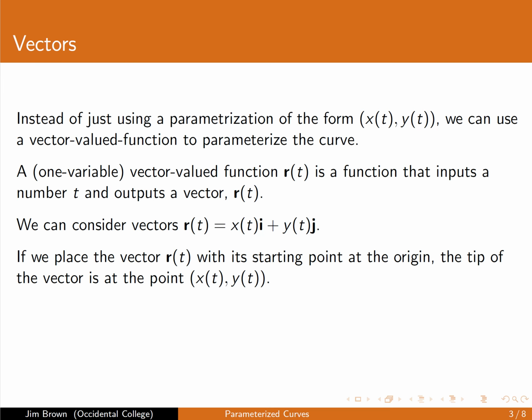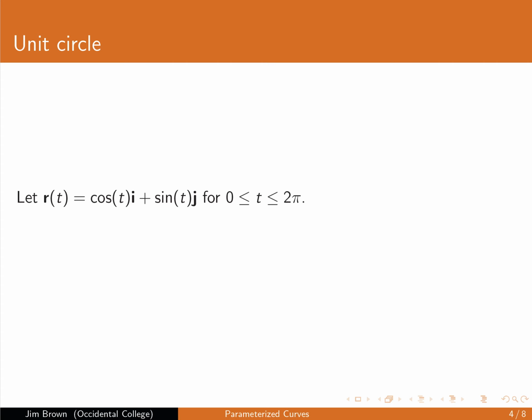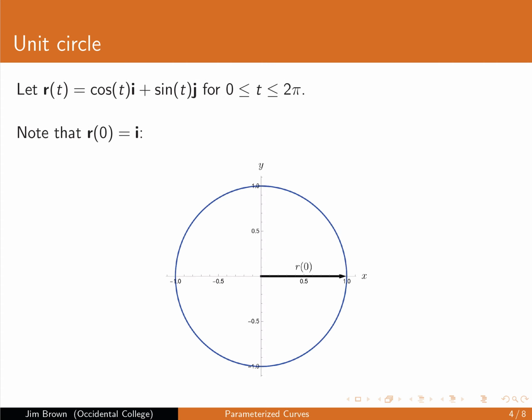So let's see how this works with the unit circle, and now we'll do this with vectors. So we're going to take our parameterization for the circle, which was cosine t, sine t, and we're going to put those in terms of our vector now. So we have the vector r of t as cosine t i plus sine t j for 0 less than or equal to t less than or equal to 2 pi.